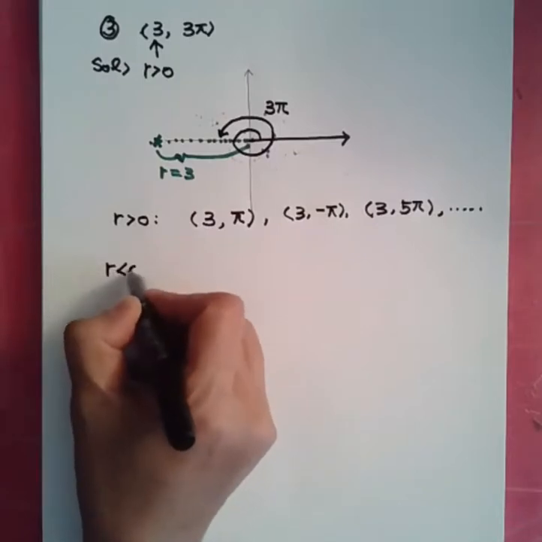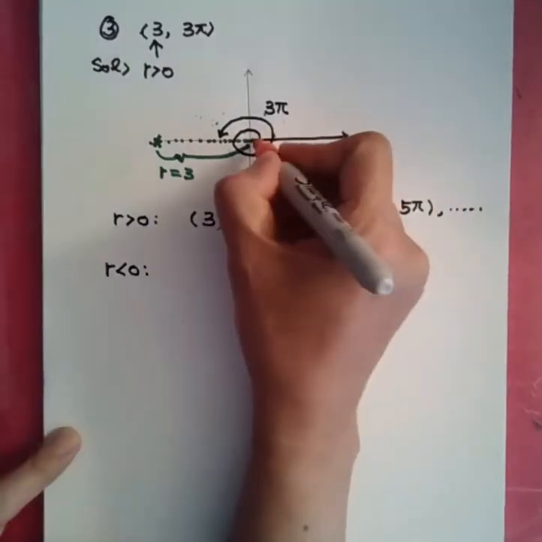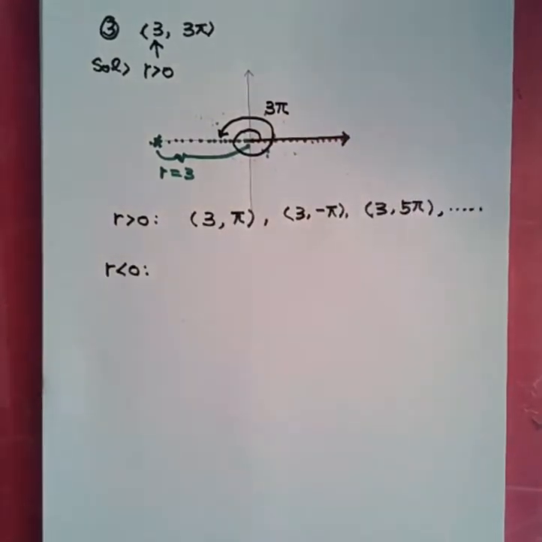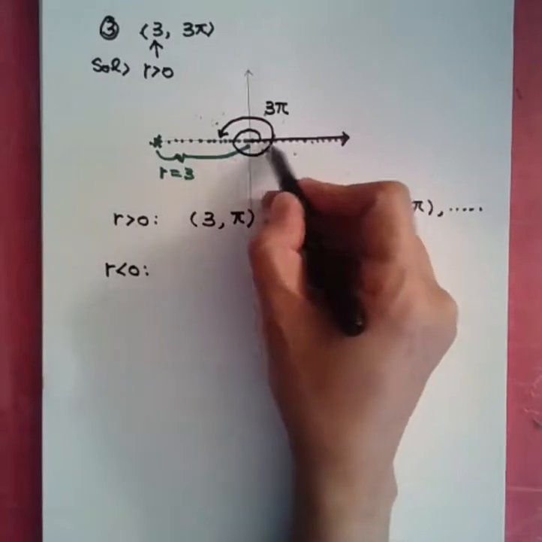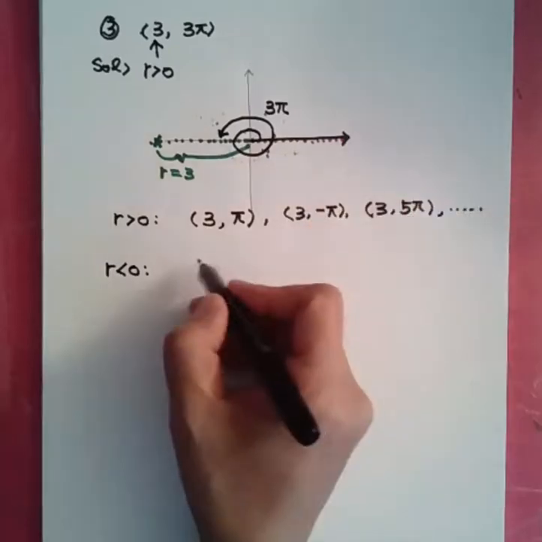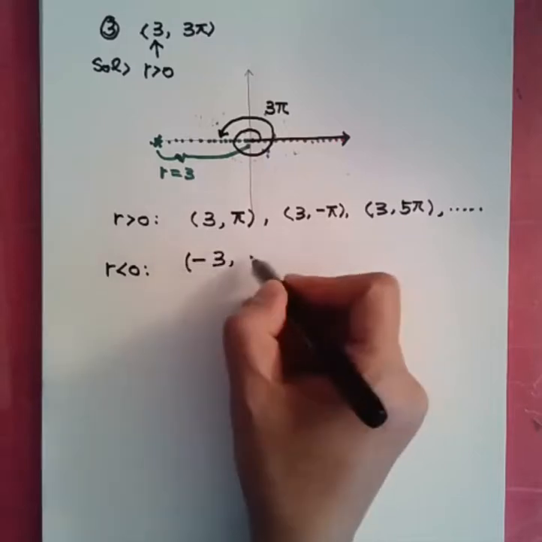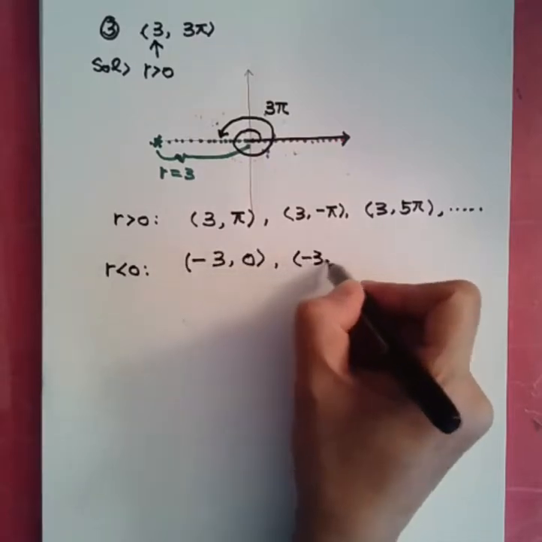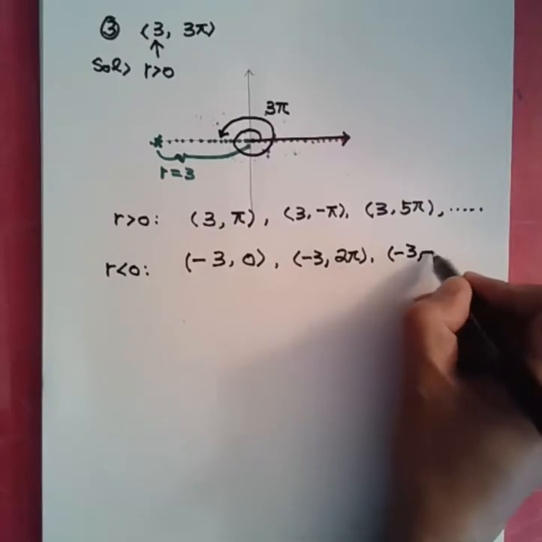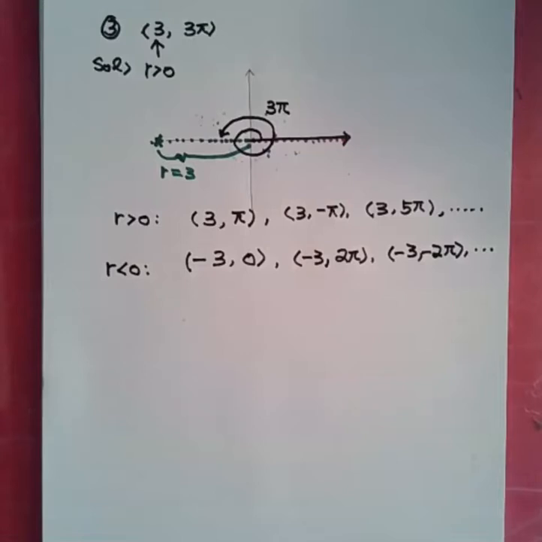When R is negative, the point is opposite of the opposite angle. So this angle is angle 0, 2 pi, negative 2 pi, and so on. But R must be negative, so minus 3 and 0, or minus 3, 2 pi, or you can write minus 3, minus 2 pi. There are infinitely many correct answers.